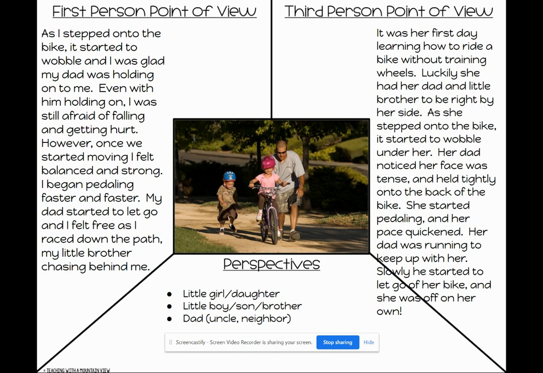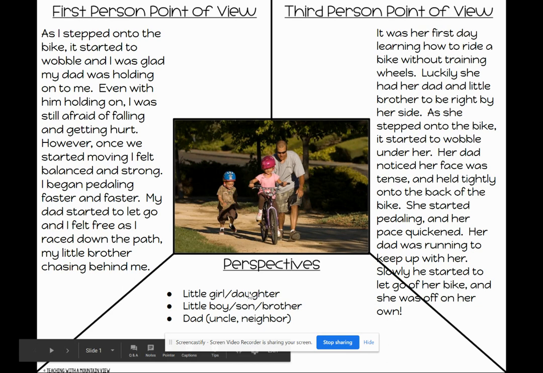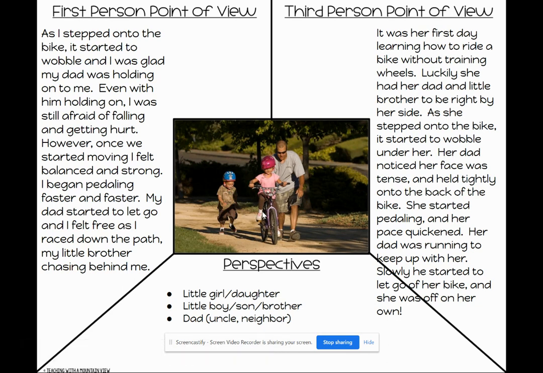I have personal experience with that. I have learned how to ride a bike without training wheels, and many of you have as well. So I'm going to use my experience from that to try to write about what's going on in the picture. So the first thing that I needed to do, I wrote down the perspectives in the picture. So the perspectives are who could be telling a story in the picture.